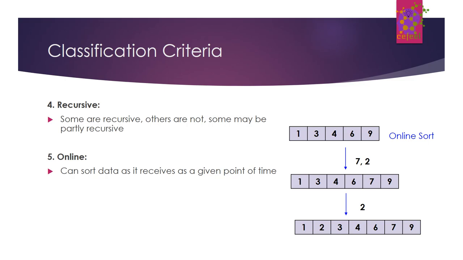And notice there might be more data that is coming in after 7 or 2, I'm not sure, but at any stage I have the sorted data with me. So this is an important property or important classification criteria for sorting algorithms. In fact, not a lot of algorithms have this property, but we will see that later when we compare these algorithms.